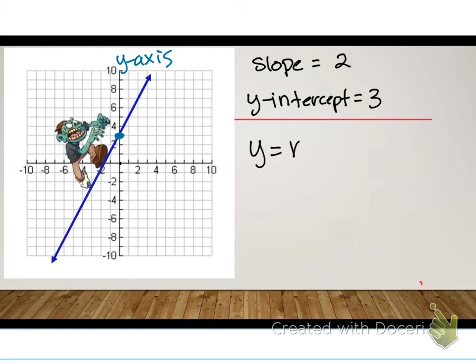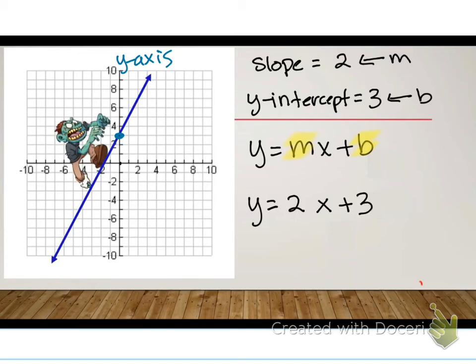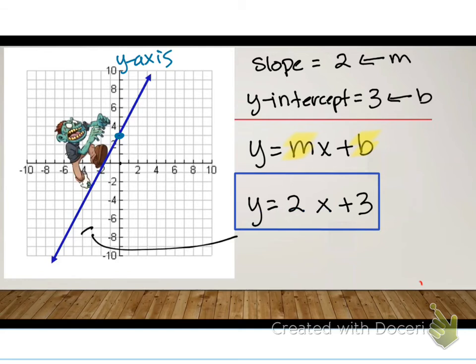Y equals mx plus b. Remember, the only ones we're allowed to change are the m and the b. Our m is our slope, right? That's our m, and this is our b. So we have y is equal to 2x plus 3. And that is the equation for this line or this mountain that the zombie is climbing.